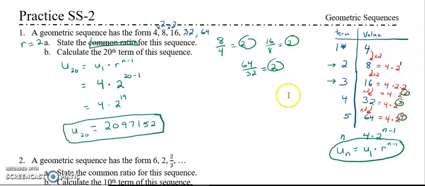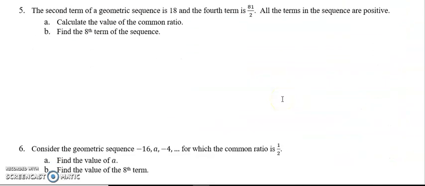So I'm going to scroll down and do one more here. I'm going to do number 5 just because it's got a little more going on. In number 5, the second term is 18. The fourth term is 81 over 2.